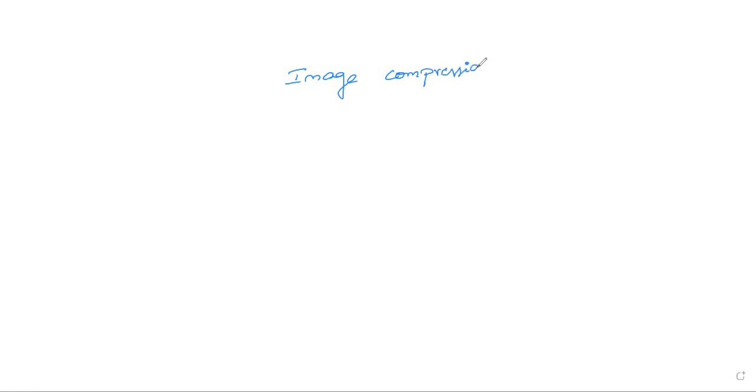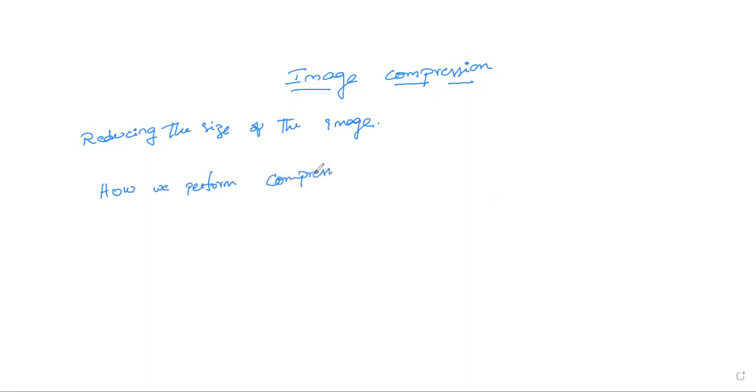So, what is image compression? Image compression is nothing but reducing the size of the image. This is the basic definition of image compression. So, how do we reduce the size? How do we perform compression? Performing compression means reducing the size of the image.